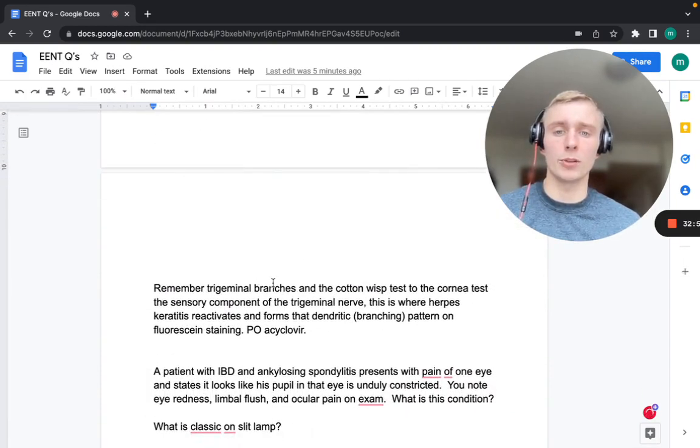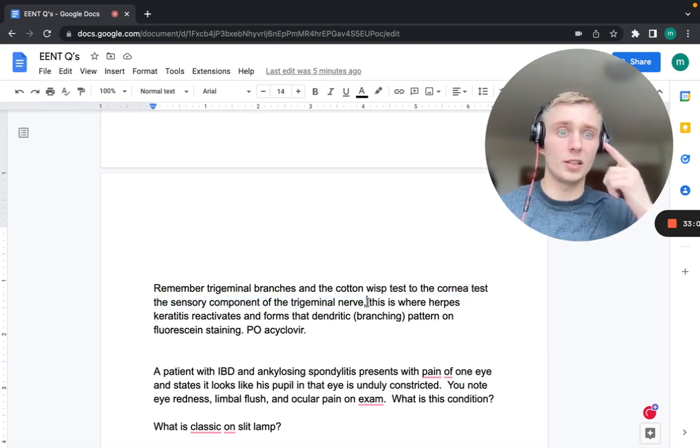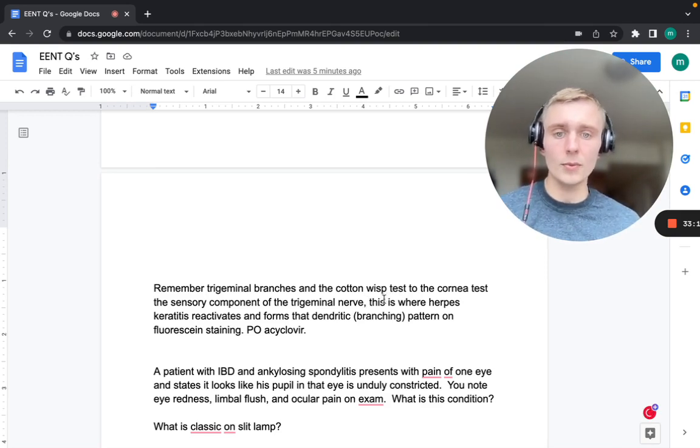Remember, the trigeminal branches in the cotton wisp test to the cornea are the sensory component of the trigeminal nerve. When we do the cotton wisp test, we see if they blink in response to the sensation of the cotton wisp on the cornea itself. That's the sensory branch of the trigeminal nerve, and this is also where the herpes keratitis reactivates. Herpes can reactivate after being dormant, so it reactivates in the trigeminal ganglion. This forms dendritic branching on the corneal surface, and we can see that classic dendritic branching on fluorescein staining. And of course, for herpes, acyclovir is the treatment.